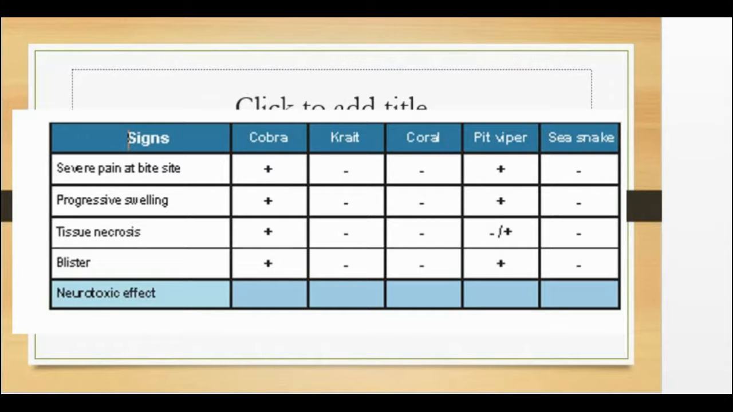So this is a table to help doctors differentiate. The sign is for the cobra. Let's say a cobra snake bite may present with severe pain at the bite site, gross swelling, tissue necrosis, and blisters. However, compared with the sea snake, none of this is present.